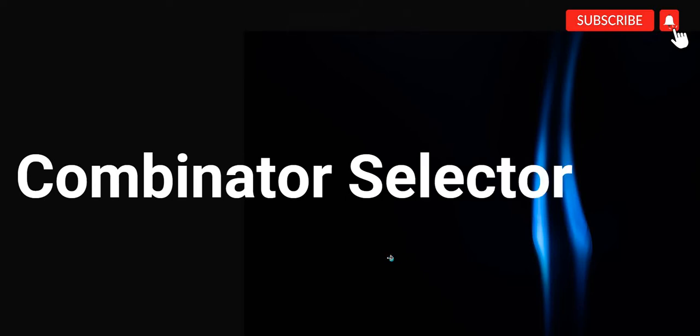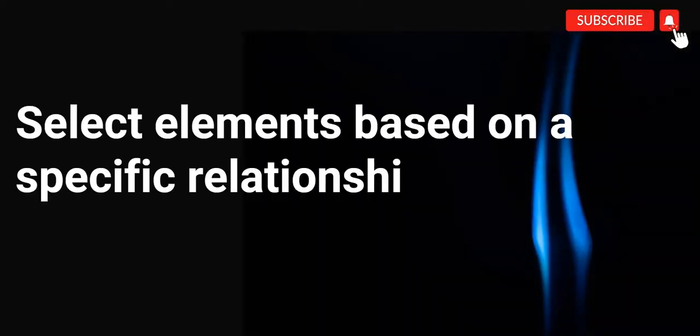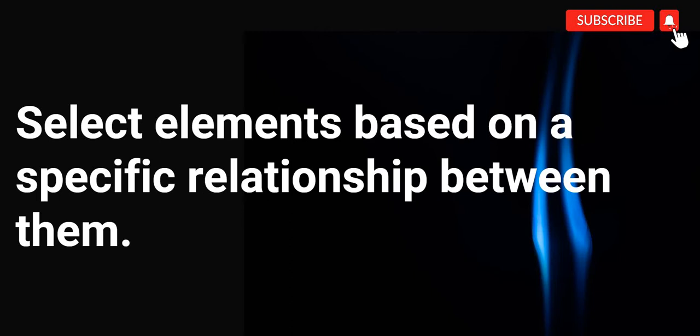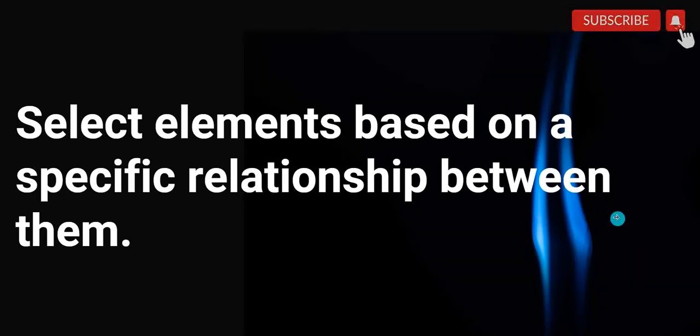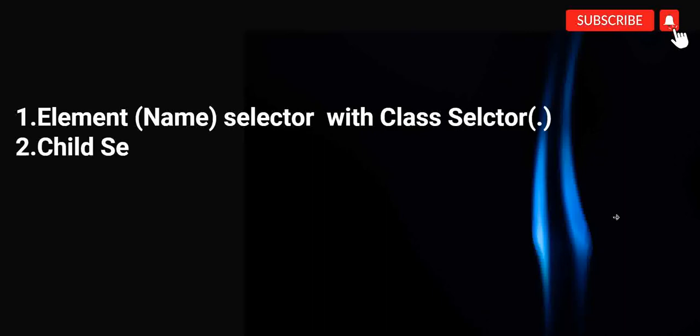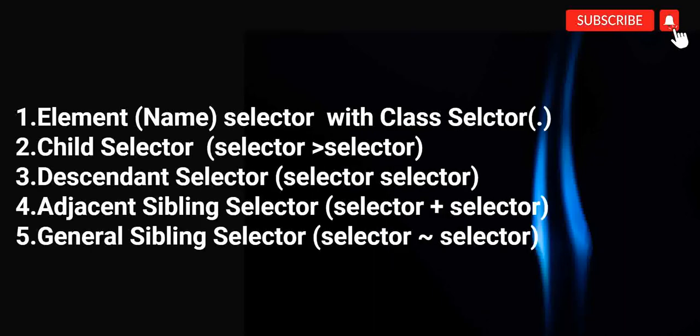Today we are going to see what a combinator selector in CSS is. It will select the styles based on the elements' relationship. It comes under 5 categories, that is element name with class selector, child selector, descendant selector, adjacent sibling selector, general sibling selector. Let's see with an example.